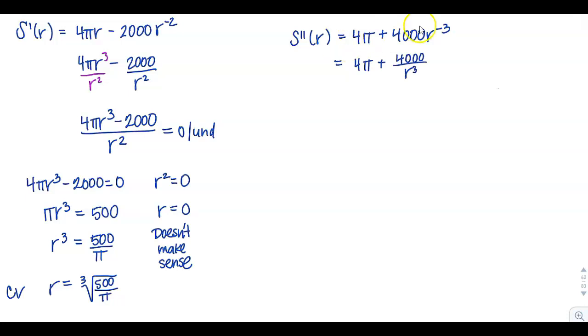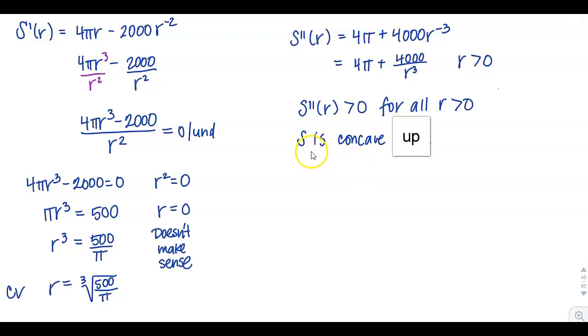cubed. But the only thing is the r values are the radius of my cylinder, so r has to be greater than 0. So what that means is that for any value of r that I substitute in here, since this value is positive, the second derivative is always positive. So if the second derivative is always positive, I know that s double prime of r is greater than 0 for all r greater than 0. So s must be a concave up function.